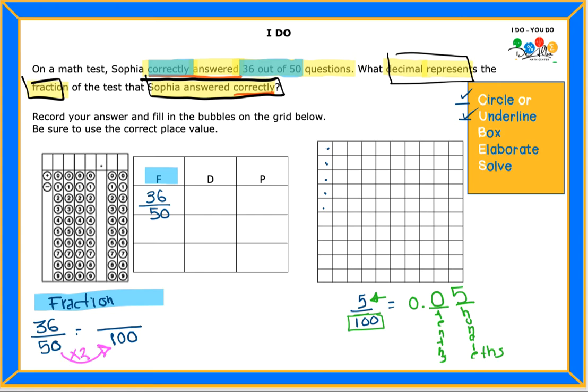Okay, and if we multiply by 2 on the denominator to get an equivalent fraction, we should multiply by 2 in here. And I can multiply on the side. So I'm going to multiply on the side 36 times 2. Can you help me to multiply? 2 times 6, 12. 2 and I carry 1. 3 times 2, 6. Plus 1, 7. So this should be 72 over 100.